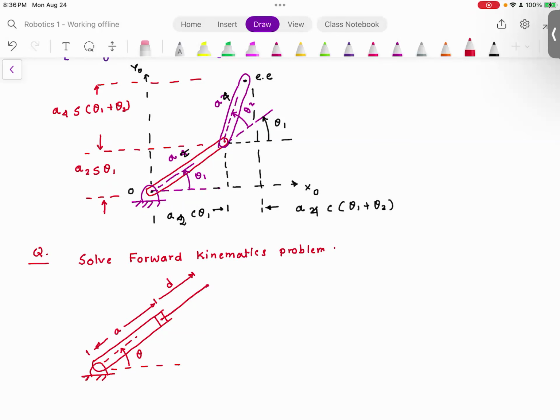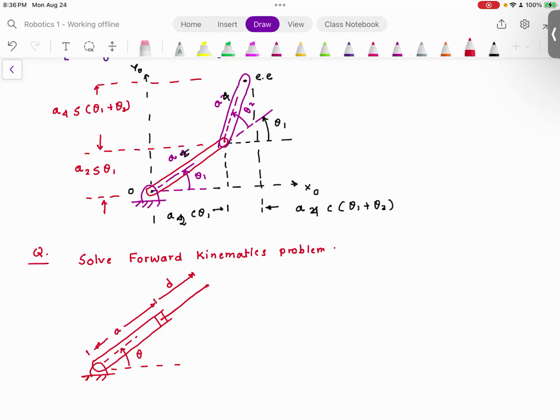I don't expect you to solve this. This is a planar problem. This is not a three-dimensional problem. So I don't expect you to construct a kinematic diagram and all that type of stuff. But here is the problem.